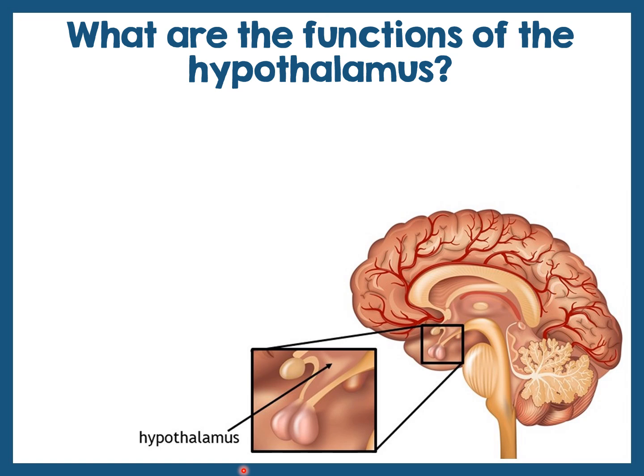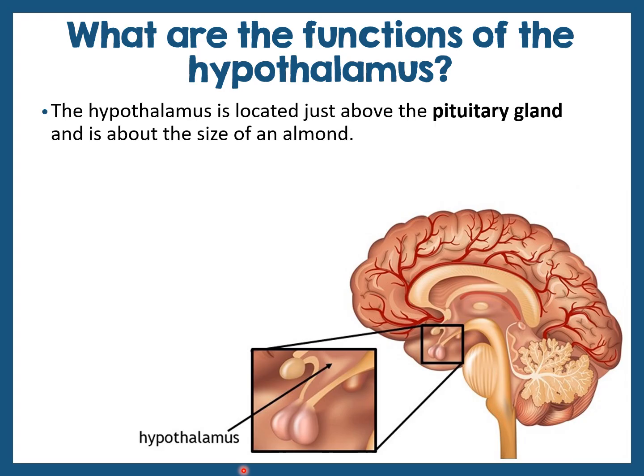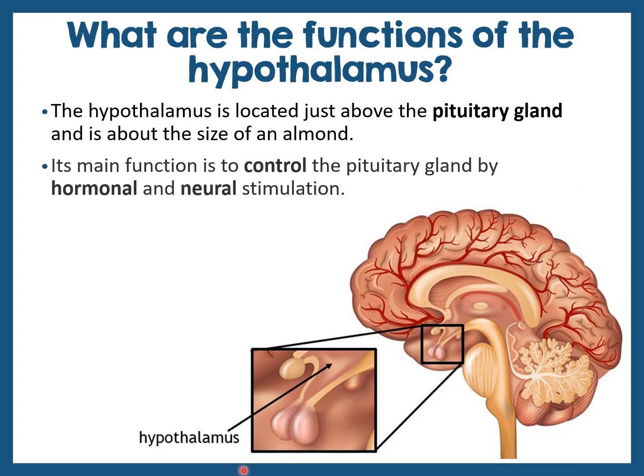But the pituitary gland is kind of more like middle management. They may run the store, but they still have a corporate office that they have to check in with. And the corporate office is essentially the hypothalamus. The hypothalamus is this region here that's located just above the pituitary gland, and it's about the size of an almond. The main function of the hypothalamus is to control which hormones the pituitary gland secretes.